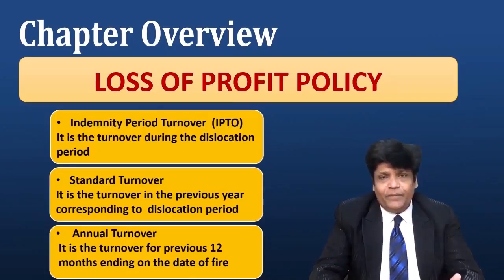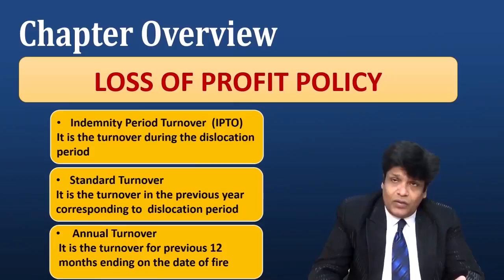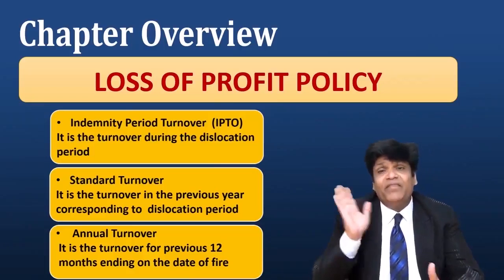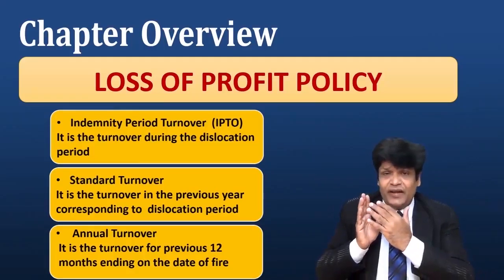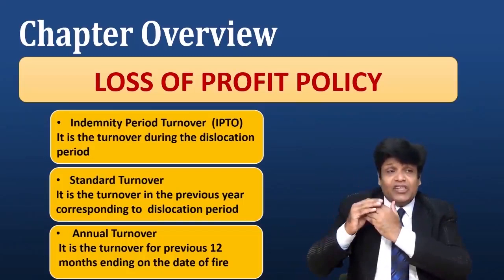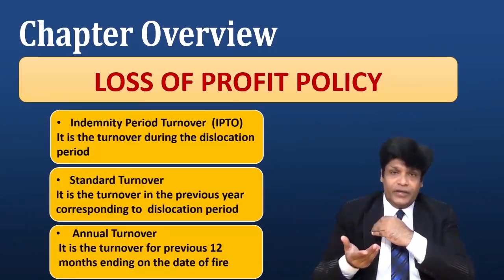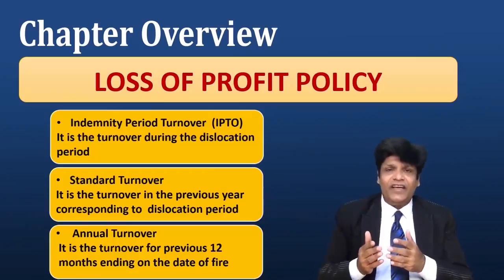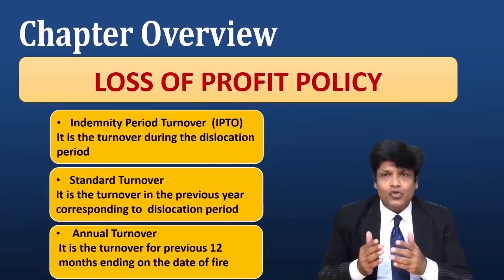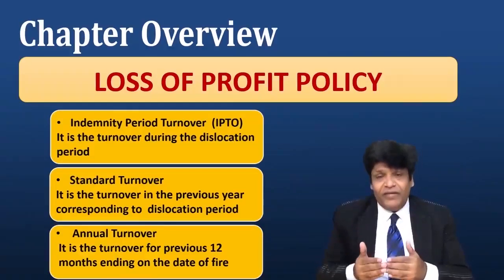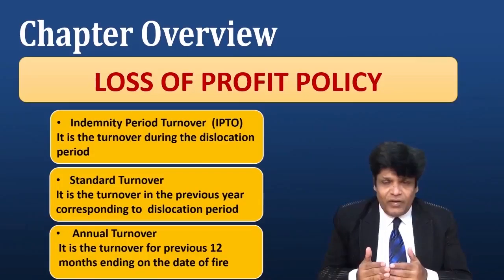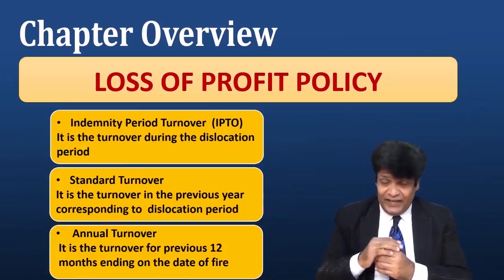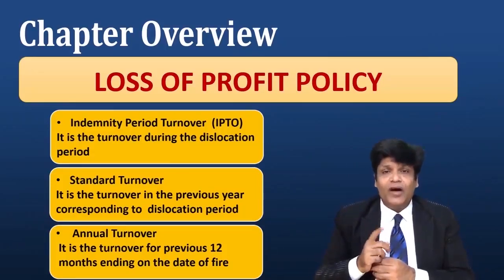Then you can see the second thing, that is the standard turnover. Sir, what is standard turnover? It is the turnover in the previous year. If you can see my hand gestures, it is the turnover in the previous year, but corresponding to the dislocation period. Sir, what do you mean by this? We take the same example, friends. Say fire has taken place on 6th August 2018.